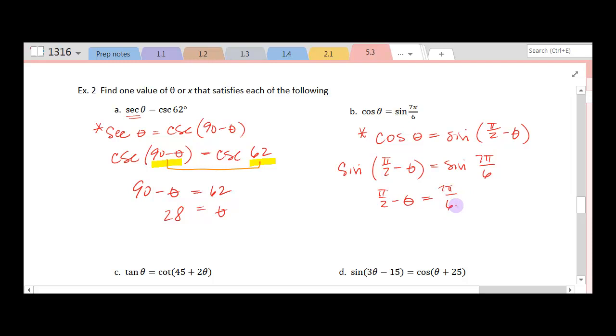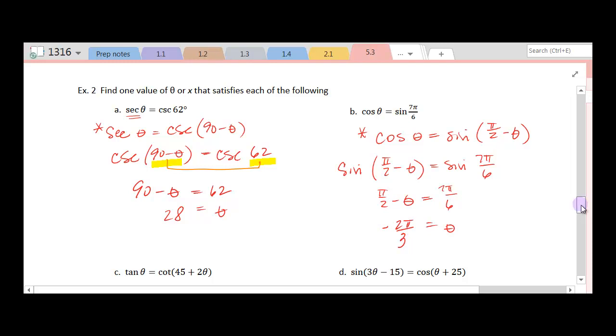You can do this pretty easily when you're doing your fractions on your graphing calculator, but if I were to add theta again to the right-hand side and subtract 7 pi over 6 from the left-hand side, I end up with negative 2 pi over 3, and that's what theta would be.